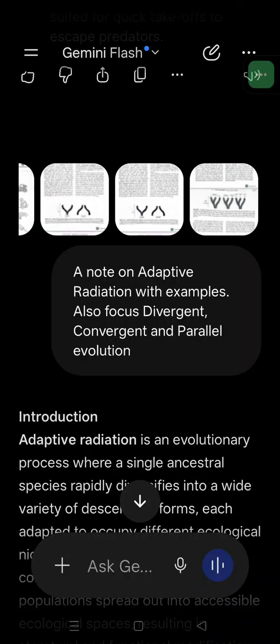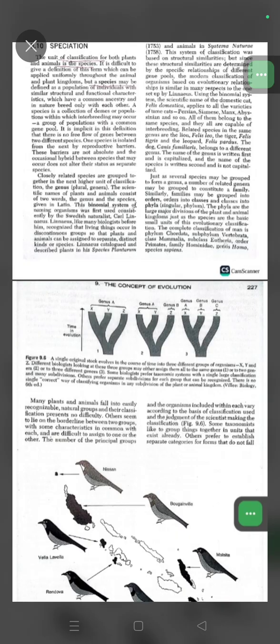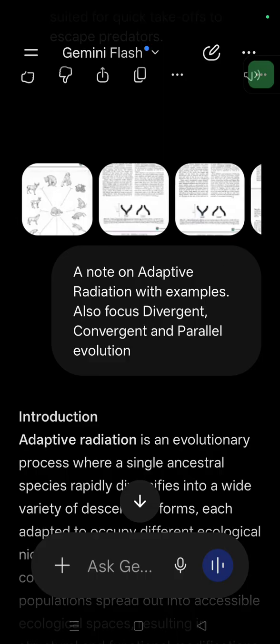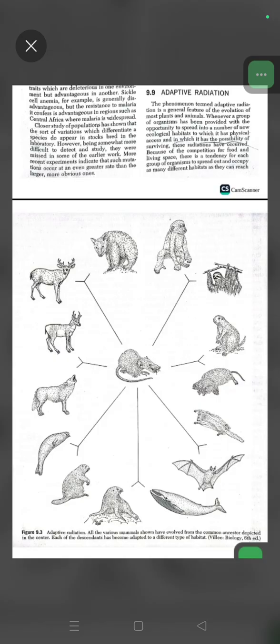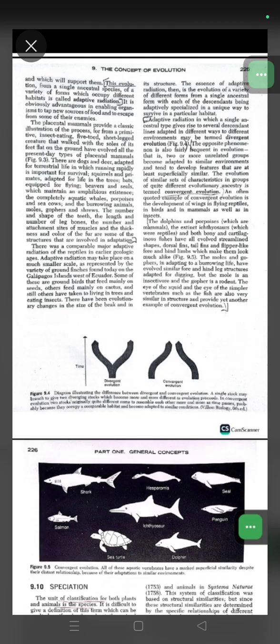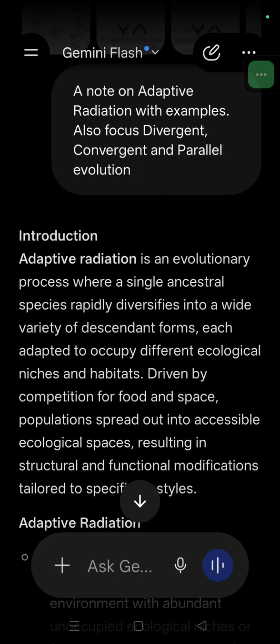Let's learn about adaptive radiation, focusing on the types of evolution like divergent evolution, convergent evolution, and parallel evolution. Let's start.